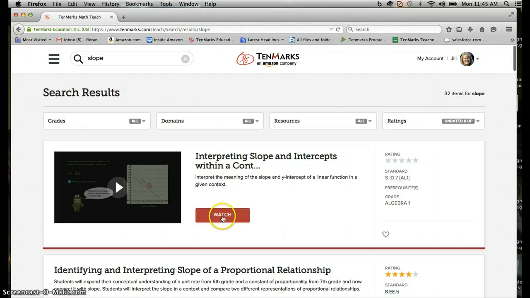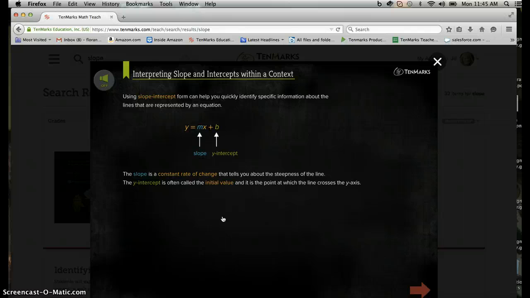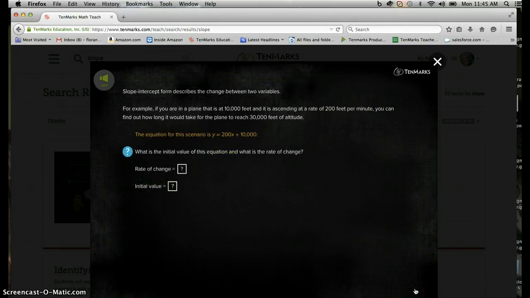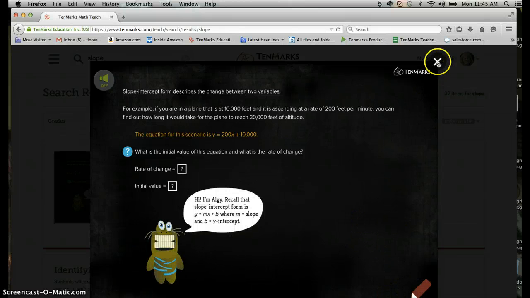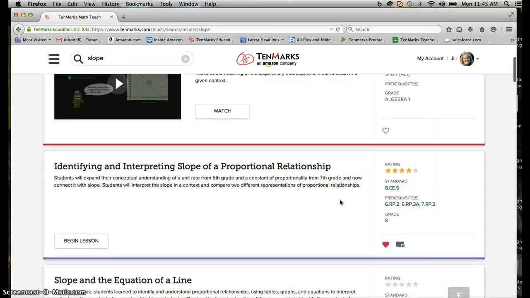So if I'm looking at this resource here, the amplifier is going to give me all of that sort of core tutorial concept about slope and intercepts. And this is what we always call our 10 to 15 minute tutorial. It's excellent for review purposes or even to help introduce this topic if you don't have a full-blown TenMarks Math Teach lesson. So a lot of teachers just want to know, what do you have?